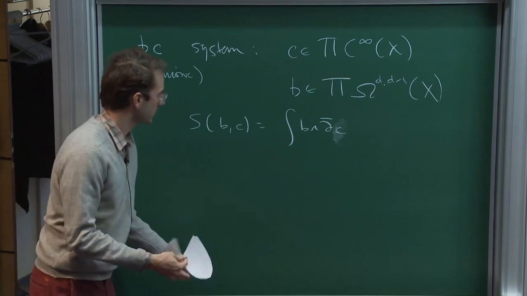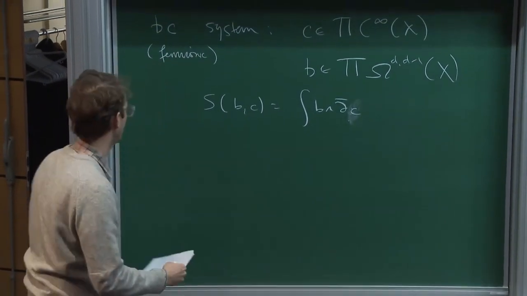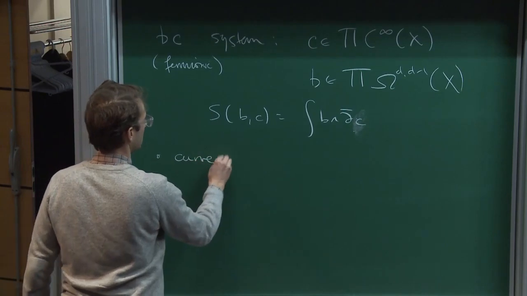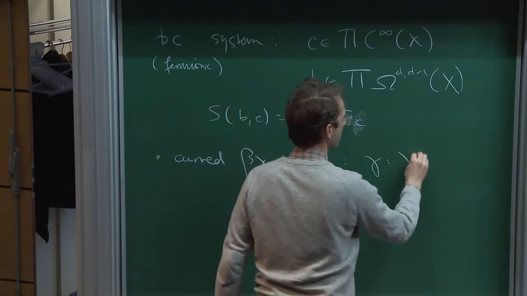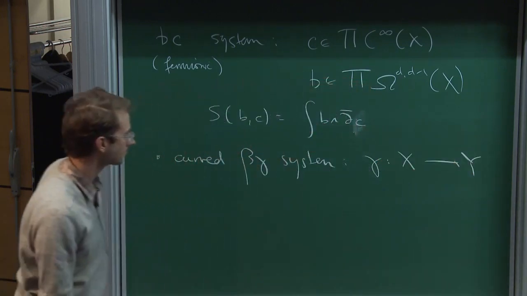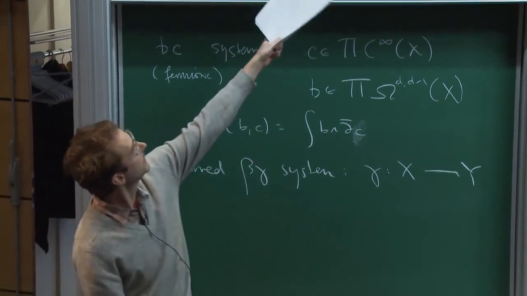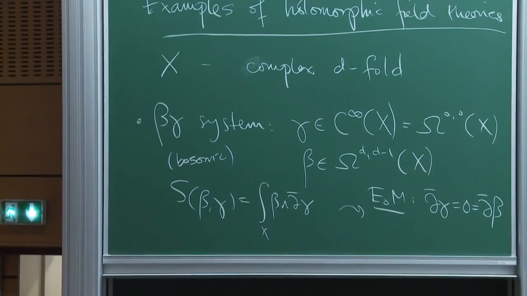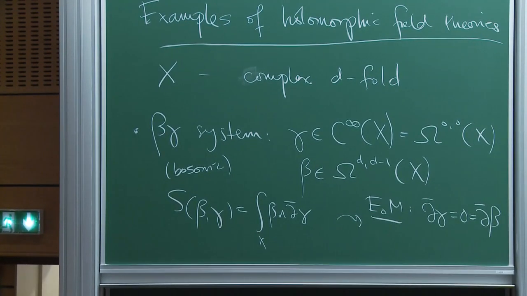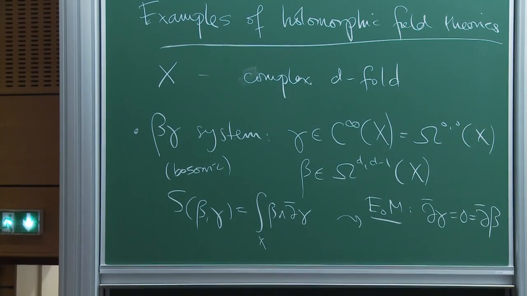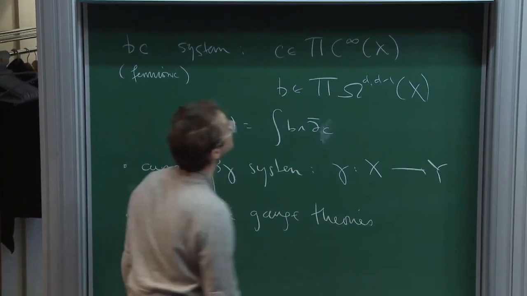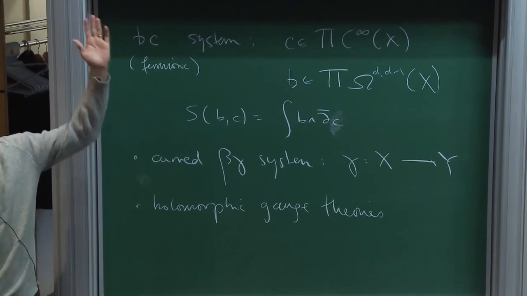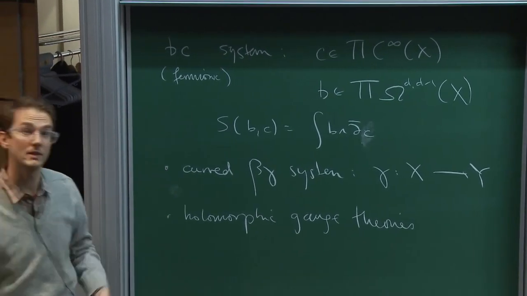But you can do other examples. You can do the curved beta-gamma system or other holomorphic field theories. So you could do the curved beta-gamma system. Here, gamma would be a smooth map from X to some other complex manifold Y. And beta would be a d minus 1 form section of the pulled back cotangent bundle. You could do holomorphic gauge theories like holomorphic Chern-Simons. So these are field theories to bear in mind, and then we'd like to understand how symmetries act on them.